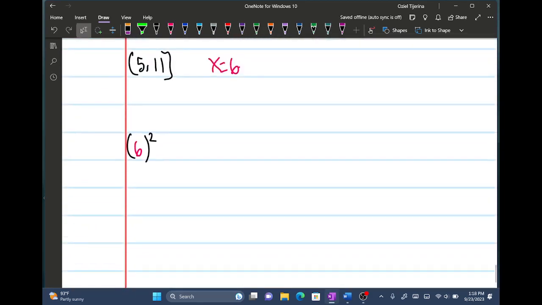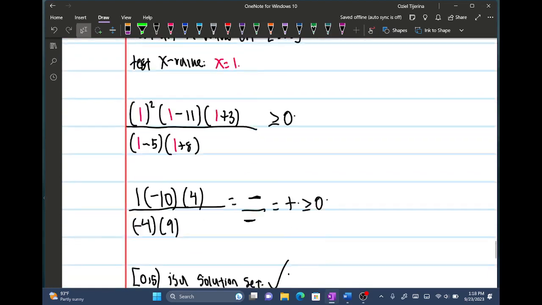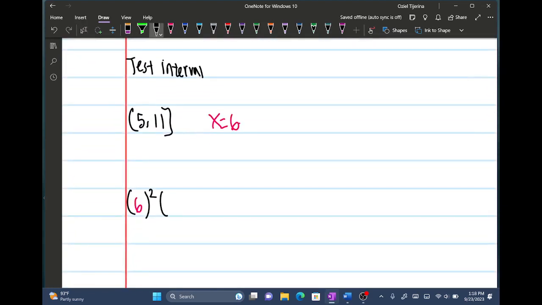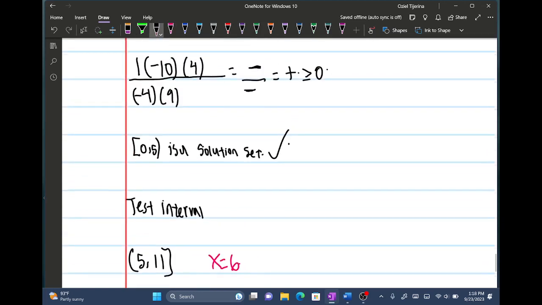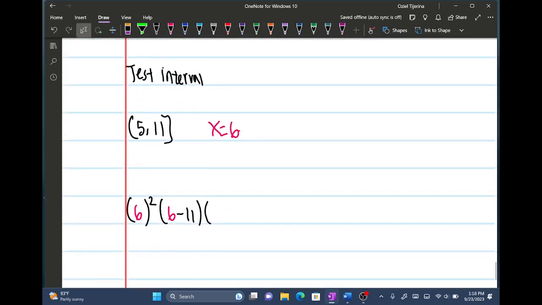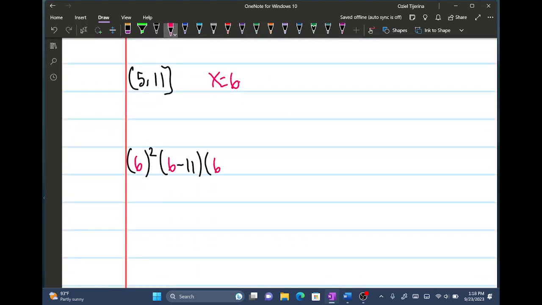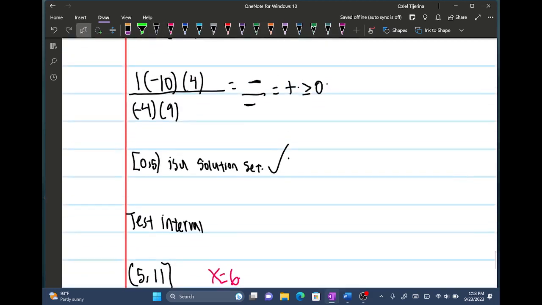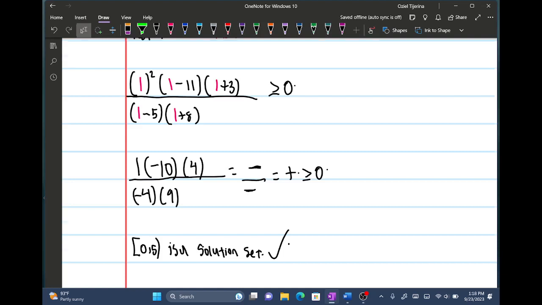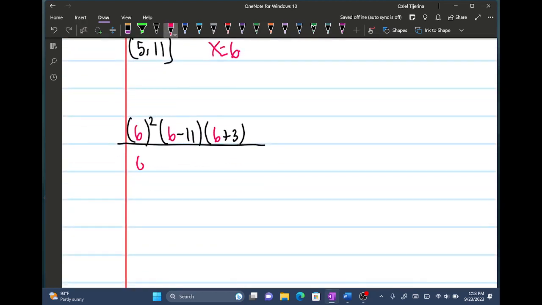So we're doing 6 squared times 6 minus 11 times 6 plus 3, and we're just plugging it in, and then over 6 minus 5 times 6 plus 8. So 6 minus 5 times 6 plus 8. And so we want to know, is this greater than or equal to 0?